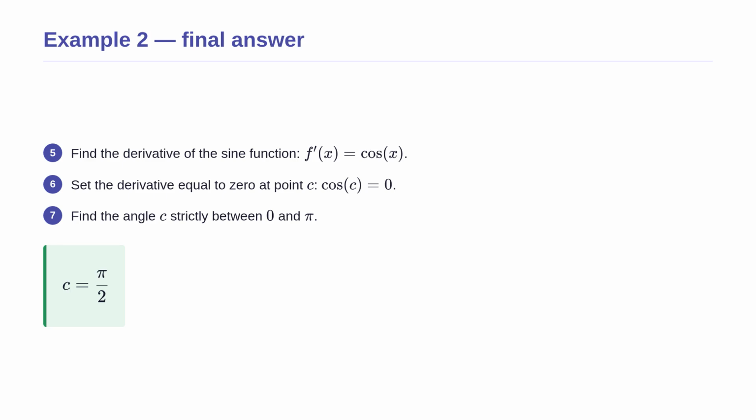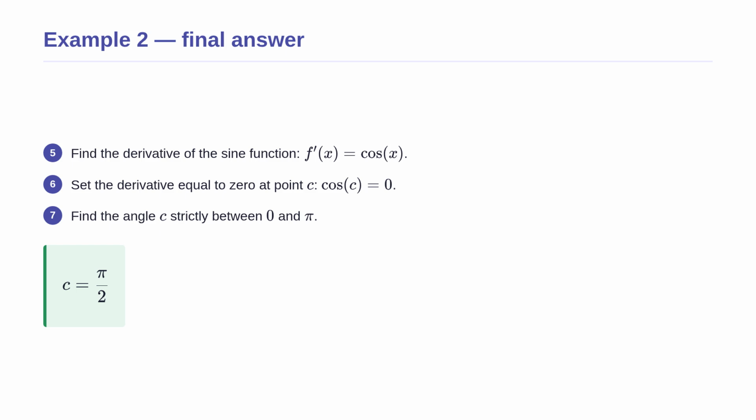To locate this peak, we start by taking the derivative of the sine function, which is the cosine function. To find where the sine wave flattens out, we set this derivative equal to 0, giving us cosine of c equals 0. We now need to find the specific angle between 0 and pi where the cosine equals 0. In trigonometry, this happens exactly halfway through our interval.